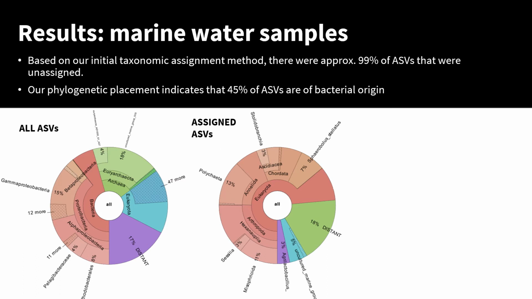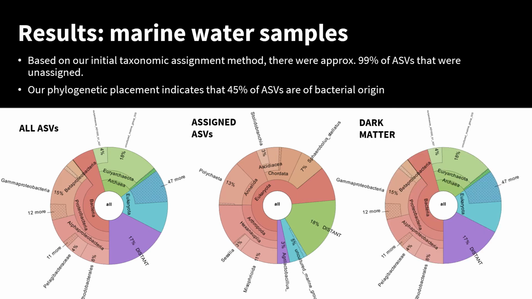The last plot that I'll show for the marine sample shows the dark matter, or the unassigned ASVs. And as you can see, the plot doesn't look so different from the first plot, and this is because only 1% of the ASVs were assigned. So basically, almost all of our data set is dark matter and can be represented by this plot.